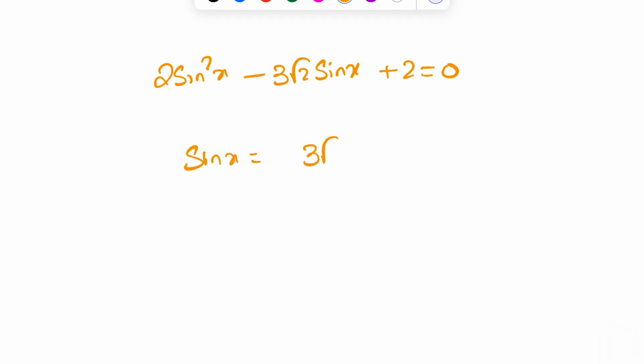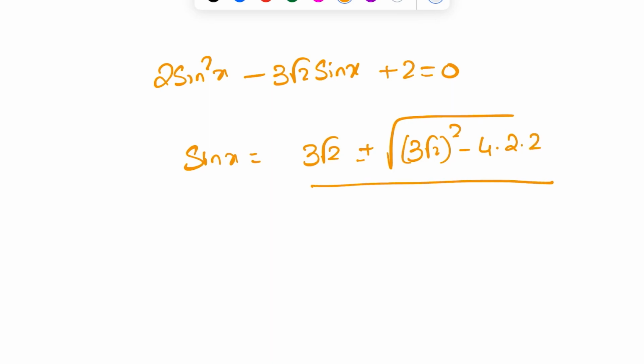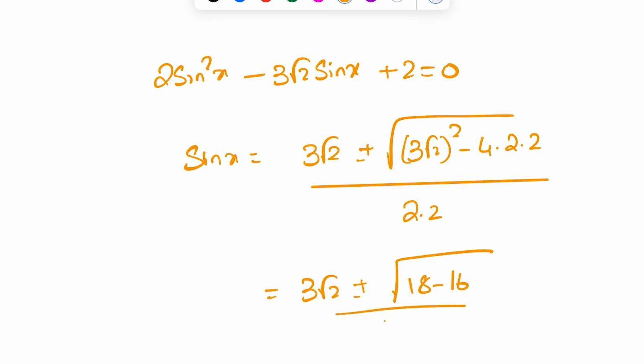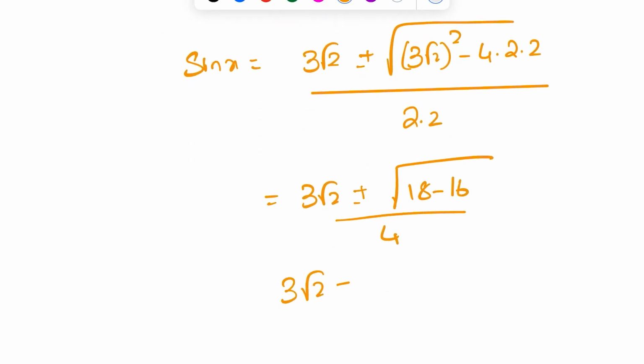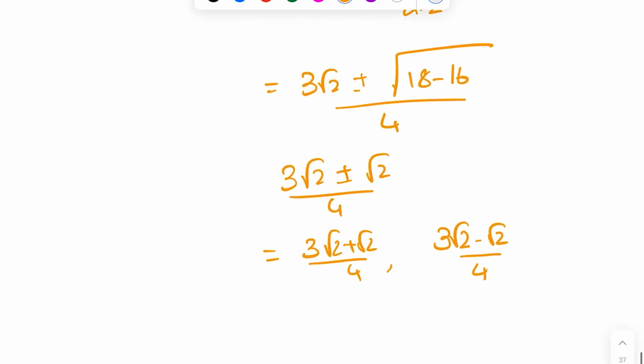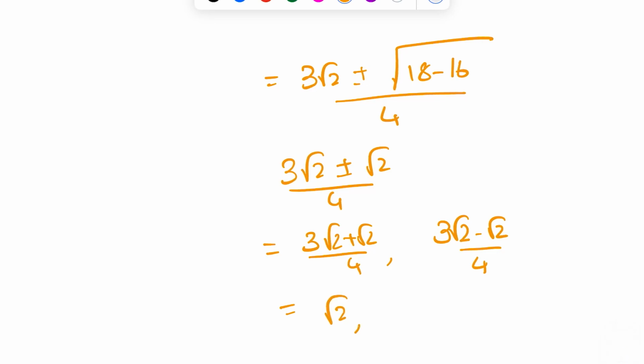So minus b plus or minus square root of b square minus 4ac upon 2a, 2 times 2. So it becomes 3 root 2 plus or minus square root of 18 minus 16 upon 4. So it becomes 3 root 2 plus or minus square root of 2 upon 4. So which is 3 root 2 plus root 2 upon 4, or 3 root 2 minus root 2 upon 4. So what does it become? It becomes either root 2 or 2 root 2 upon 4.